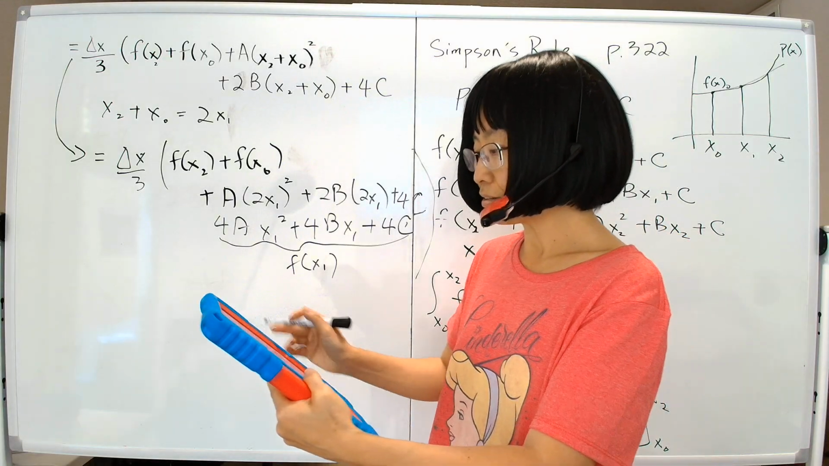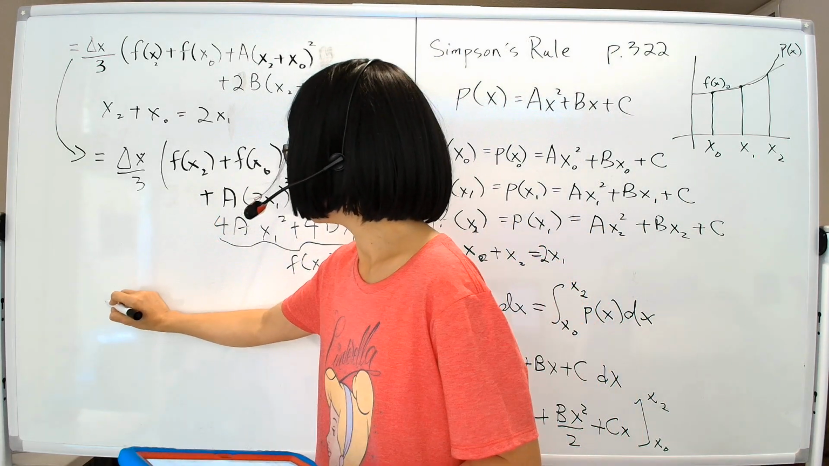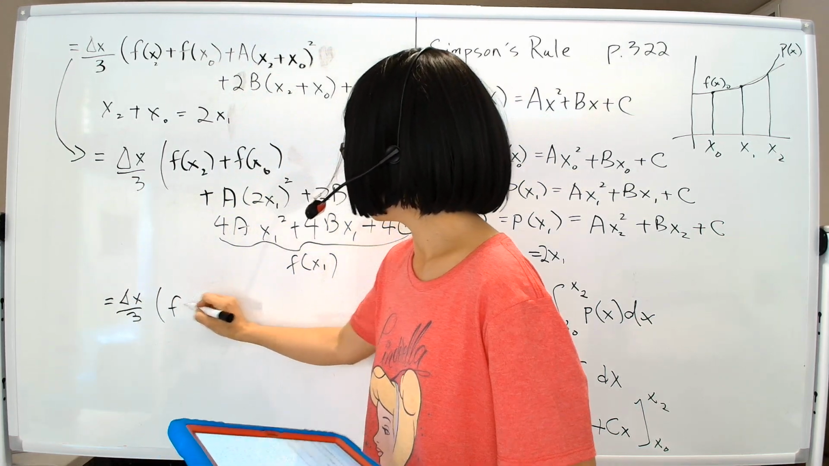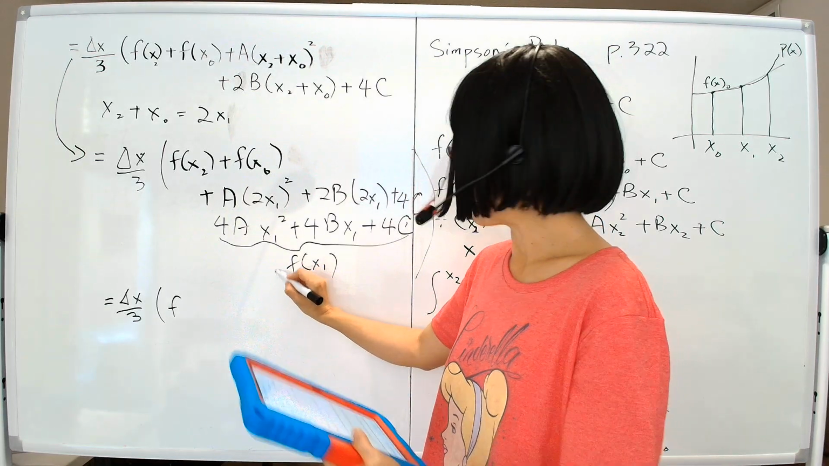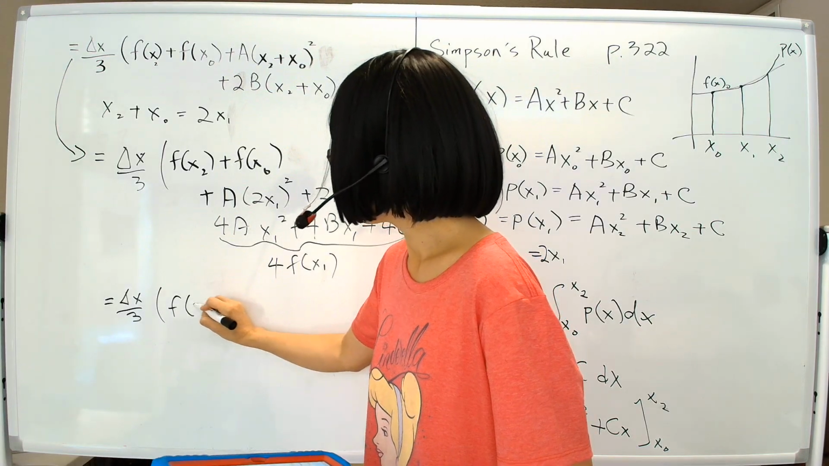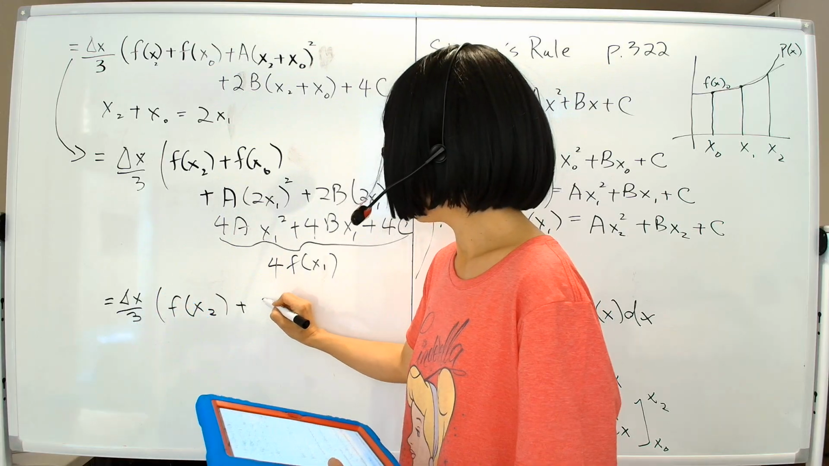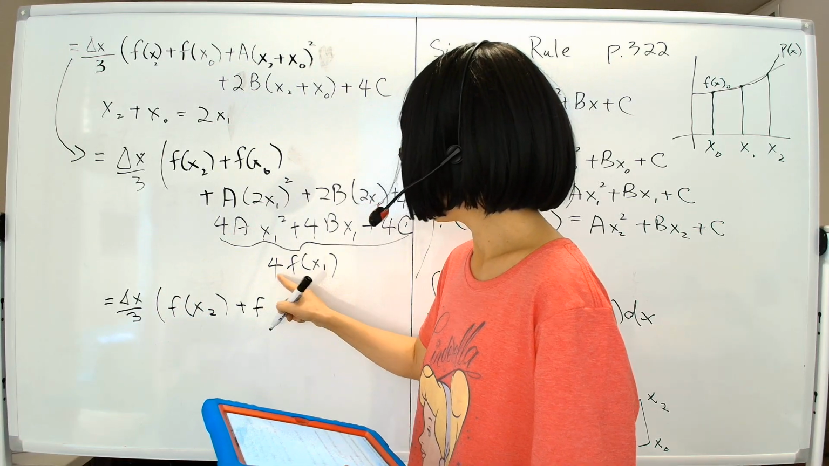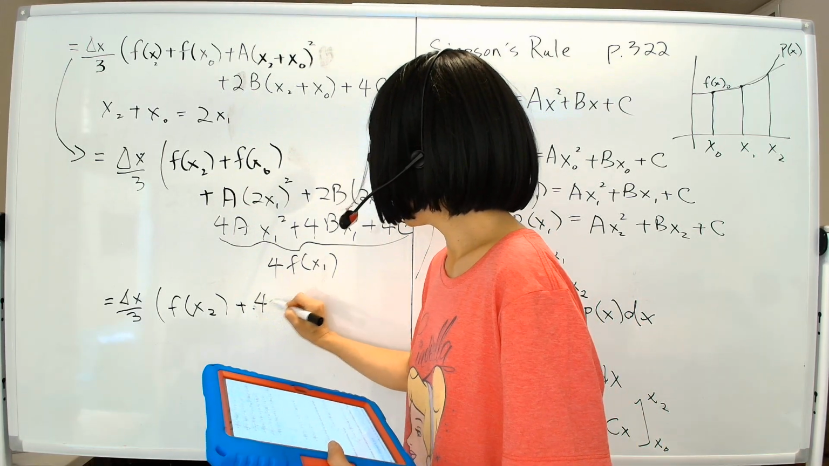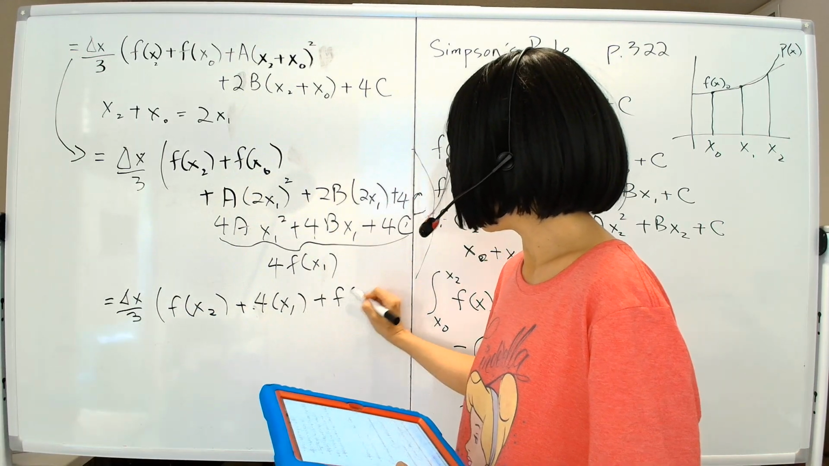Okay, so then the integral of the approximation ends up being, we'll rewrite it here, delta x divided by 3 of f of, sorry, this is 4, right? There's 4 of them. Don't forget the 4. See, there's 4 of them. So delta x divided by 3. So we have f of x2 plus 4 f of x1, and then plus the last one, f of x0. All right.